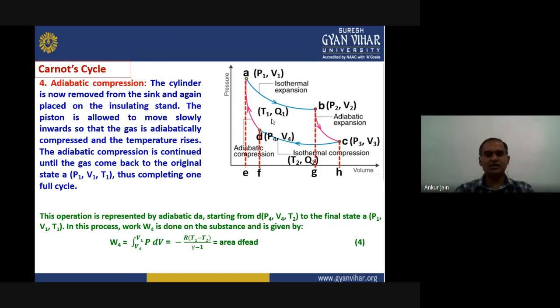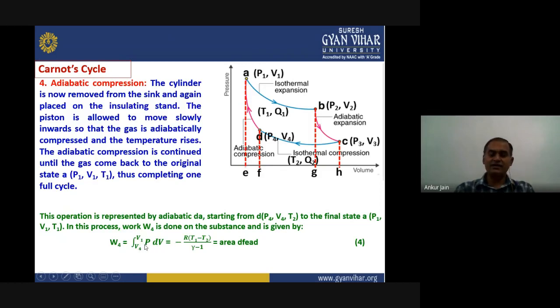So the new coordinates of the points will be P4, V4 and T2 at this point. Now it is coming back to the initial state, and the temperature, pressure, volume values are T1, P1, V1. During this consideration, the work will be the same as that of this. That will be W4 equals V4 to V1 of PdV.